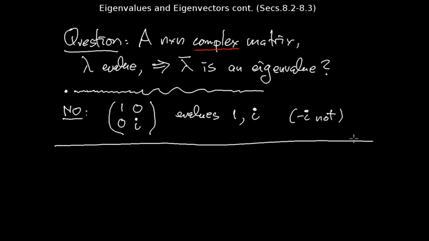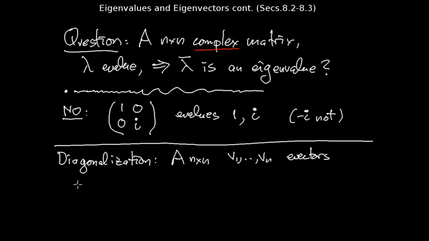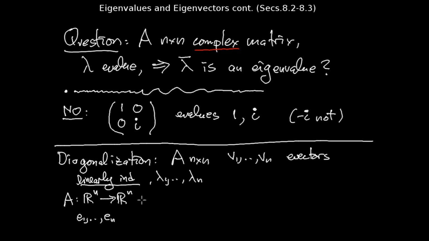So the next loose end that I wanted to tie up was something about diagonalization. Let me remind you what we said: you have an n by n matrix A, and suppose it has eigenvectors v1 through vn, which are linearly independent. And suppose you write the corresponding eigenvalues as lambda 1 through lambda n. Well, A is a map from Rn to Rn, and it's written with respect to the standard basis e1 through en.